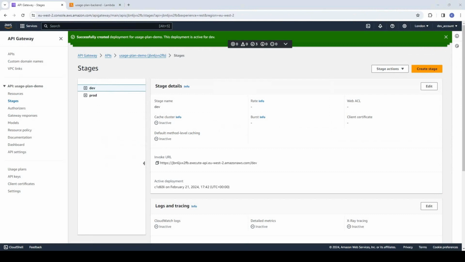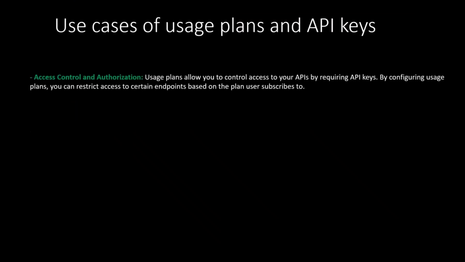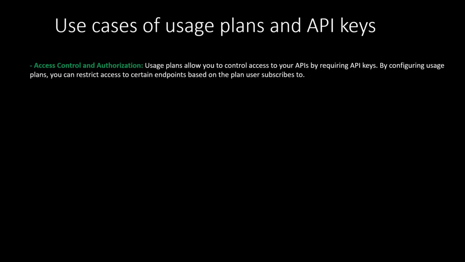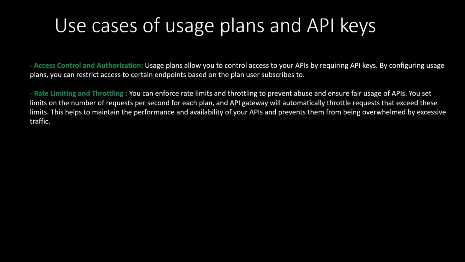Now let us see different use cases of API keys and usage plans. First is access control and authorization. Usage plans allow you to control access to your API by requiring API keys, which we just saw. And by configuring usage plans, you can restrict access to certain endpoints based on the plan a user subscribes to, which we saw in our demo.